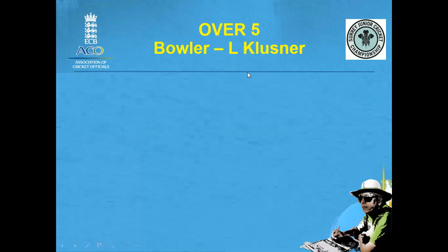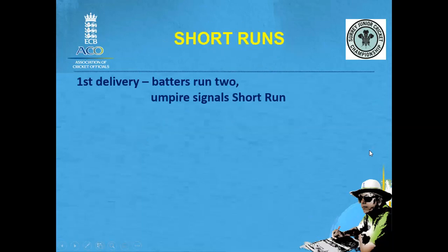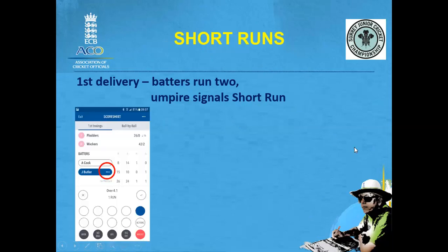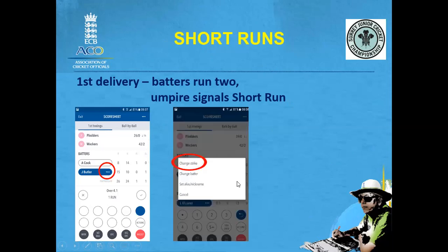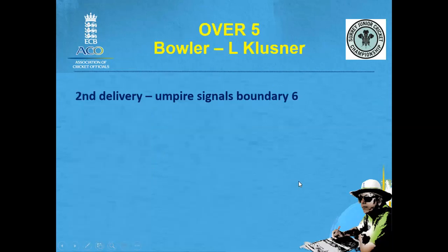The 5th over is to be bowled by Klusner. 1st delivery, the batters run 2, but the umpire signals short run. So we enter the 1 run, and then once that's been entered, we need to make sure that the right batter is on strike. The system will assume the other batter is there because it thinks they only ran 1. We know that they ran up and back. So we click on the dots next to the batter, pick the change strike option, and that will swap them over so the correct batter is facing.